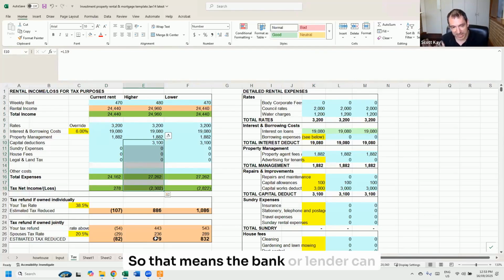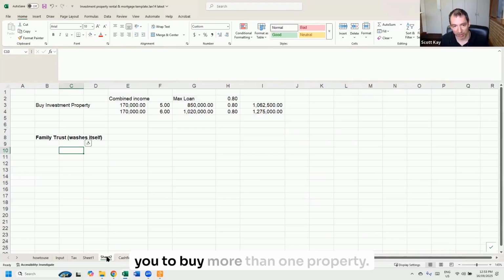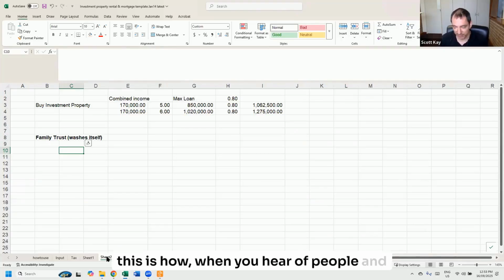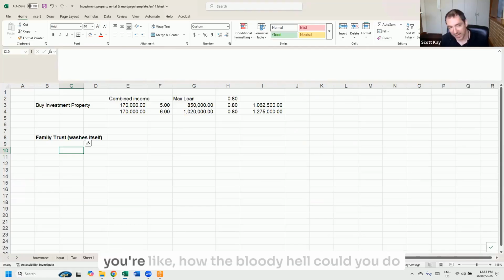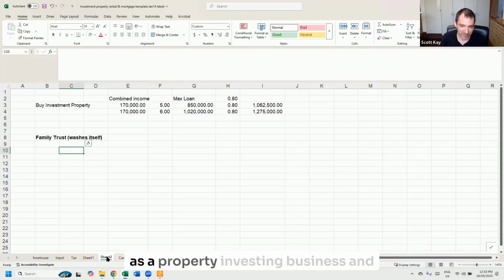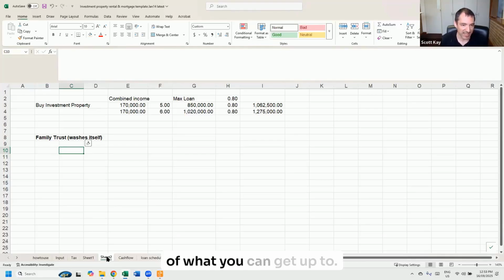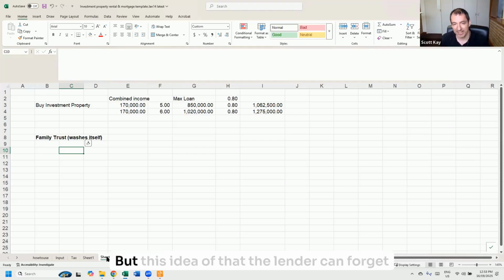So that means the bank or lender can potentially forget about that debt and allow you to buy more than one property. So this is how, when you hear of people who have 6 or 7 properties and you wonder how on earth they could do that, that is how. Or by getting extra borrowing as a property investing business and developing and all of this sort of stuff. There's more tiers and more complexity of what you can get up to.